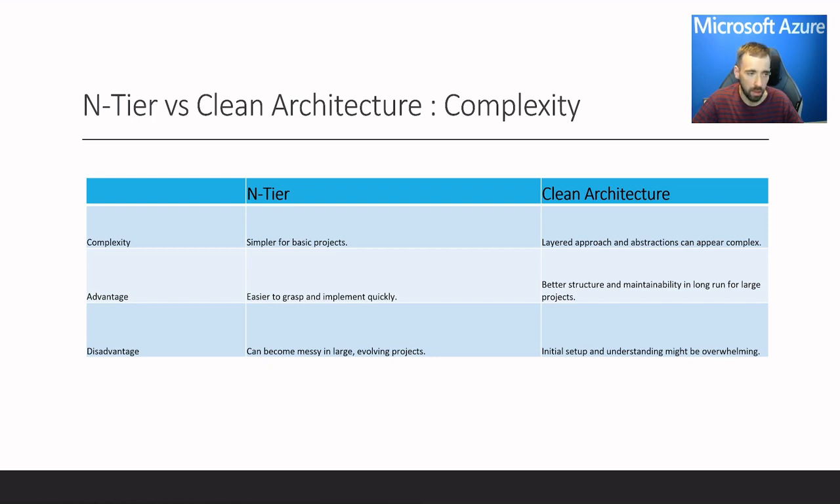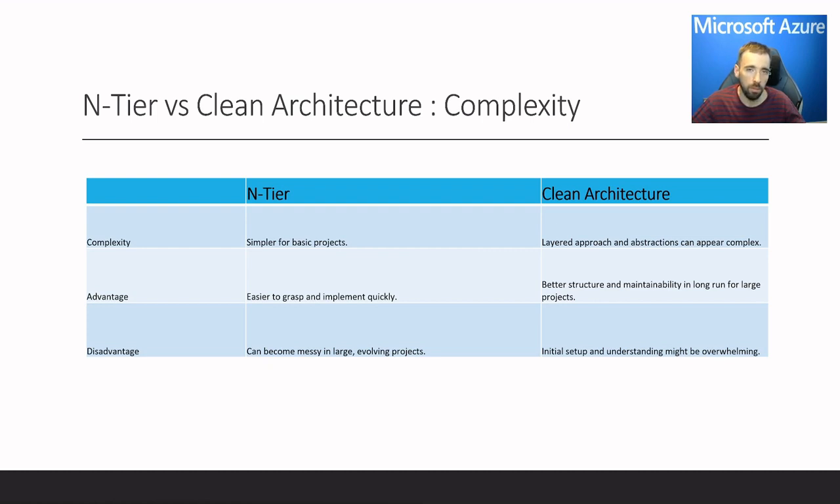With N-tier, the advantage is it's easier to grasp and implement quickly. With clean architecture, it's better structure and maintainability in the long run for large projects. The disadvantage of N-tier is it can become large and messy in large evolving projects. Clean architecture, the initial setup and understanding might be overwhelming with that structure that we need to follow, and the abstractions in the application core, and understanding the components of a clean architecture.